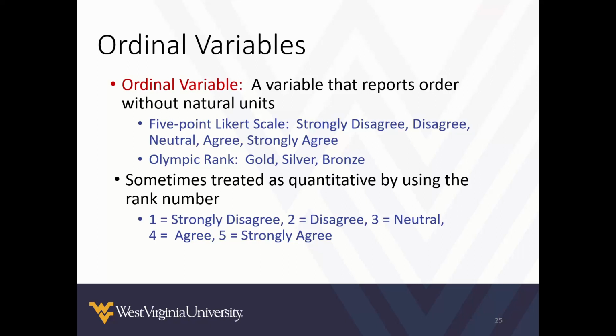I do want to be careful, just so you're aware, that sometimes we do attach numbers to ordinal variables. If we think of that 5-point Likert scale, sometimes instead of going strongly disagree, disagree, all the way to strongly agree, we give it numbers, rank things on a scale from 1 to 5, 5 being strongly agree, 1 being strongly disagree.